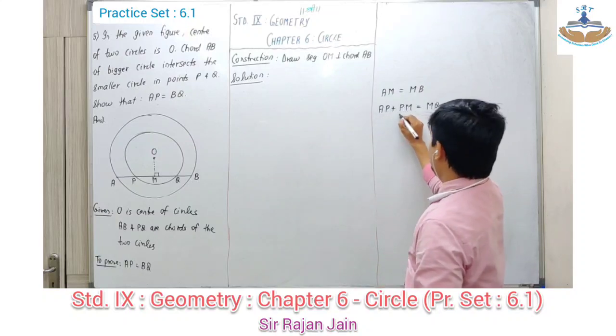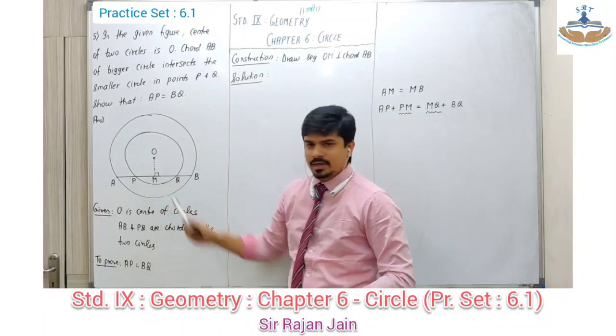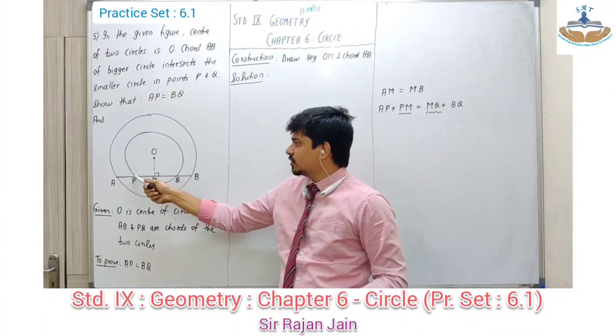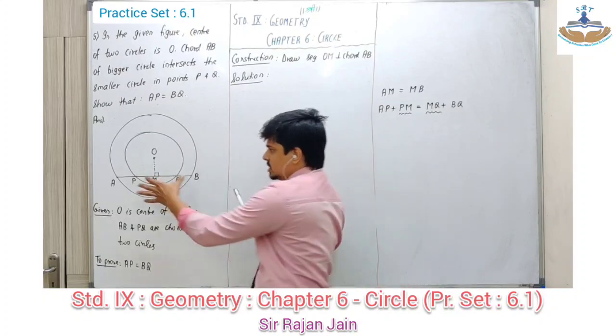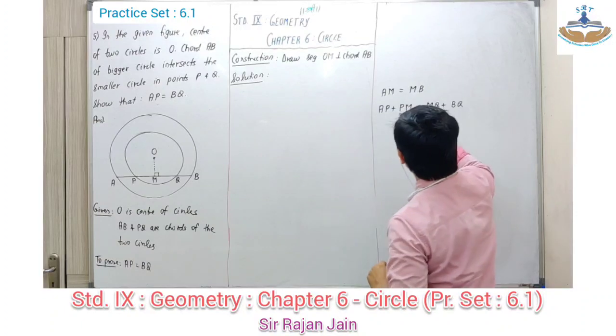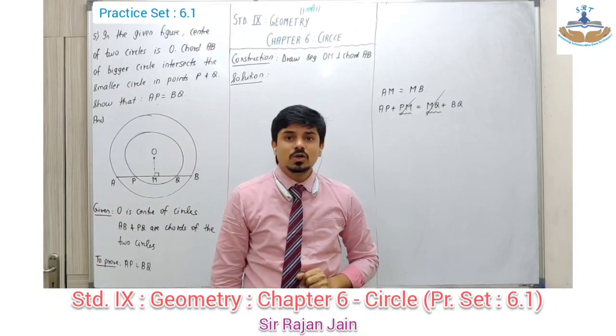Okay, now ये जो PM and MQ है, they two are also congruent, because if I consider the smaller circle, there is a perpendicular from center to this chord. So this chord has to be divided into two equal parts. So PM and MQ will be equal. अगर वो equal होगा तो वो cancel हो जाएगा. बचेगा क्या? AP equal to BQ.